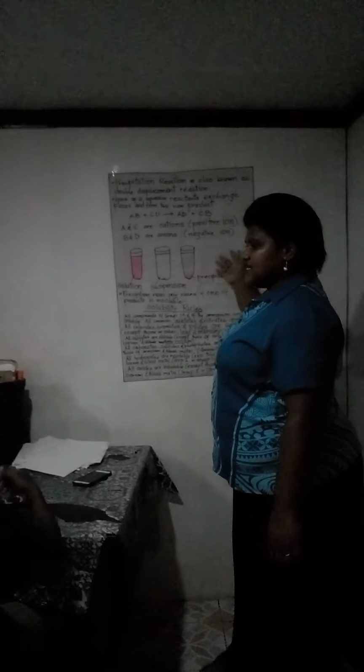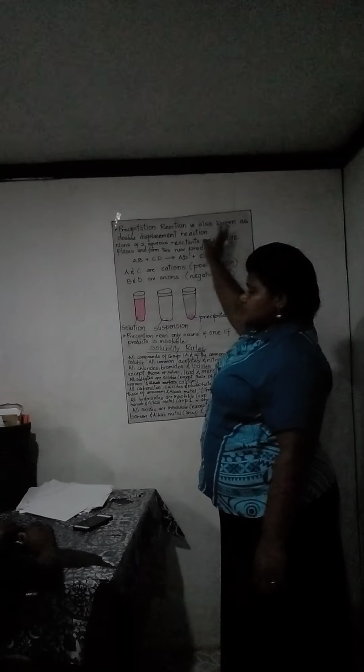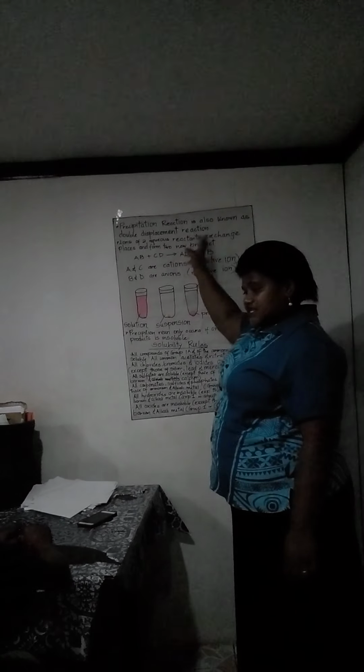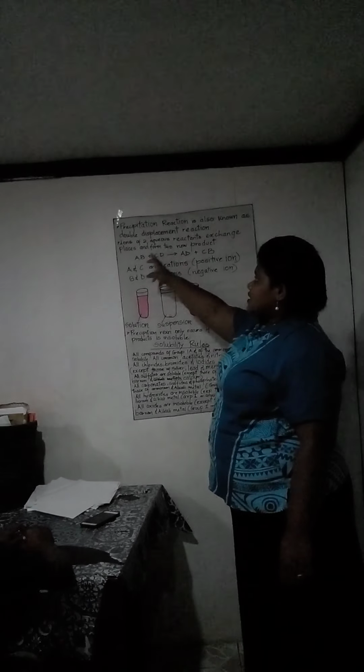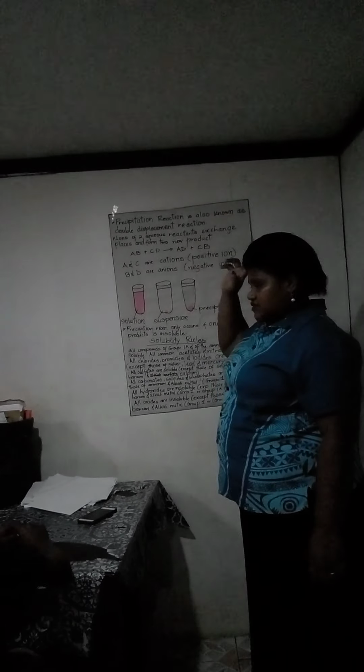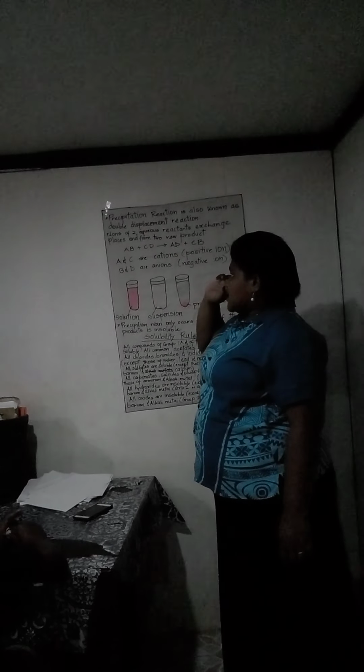This is a summarized lesson notes. I have put it up on a chart. We all know that precipitation reaction is also known as a double displacement reaction. Ions of two aqueous reactants exchange places and form two new products. These two ions interchange so that they can form a new product.